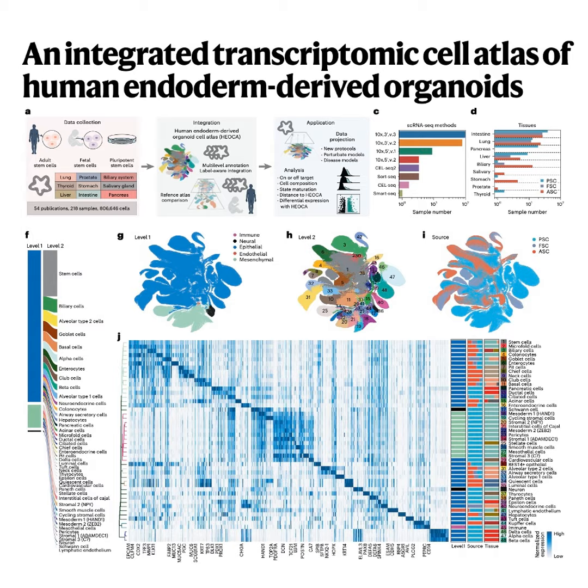Point 1, organoids are 3D mini organs grown in a dish. Point 2, endoderm organoids model our internal linings, like the lungs, gut, and liver. And point 3, the big challenge is fidelity, making sure lab-grown cells actually match real human biology and aren't just confused off-target cells.